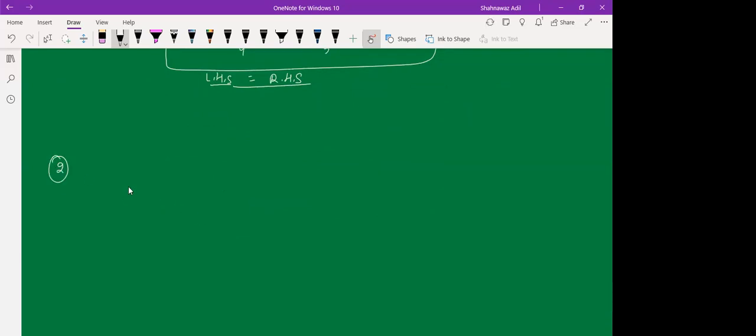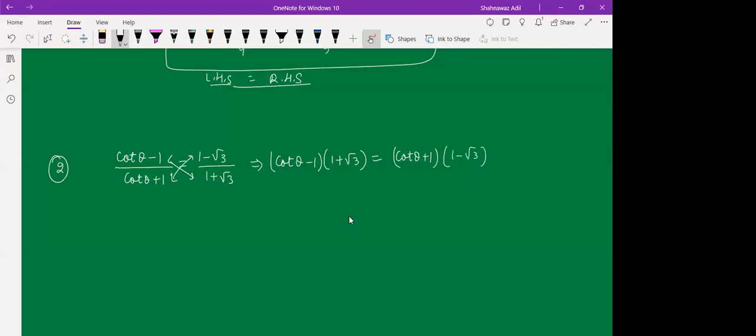In the second part, you have a doubt in this one. In this question, you have a doubt, right? Yes, sir. So what we can do is simplify this one. We can cross multiply, then we will get this multiplied with this one, and this multiplied with this one, right? So when we solve this one, what will we get?